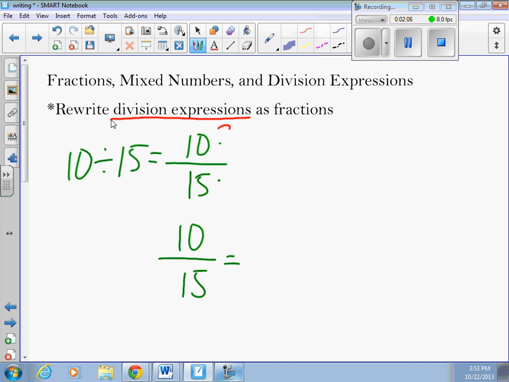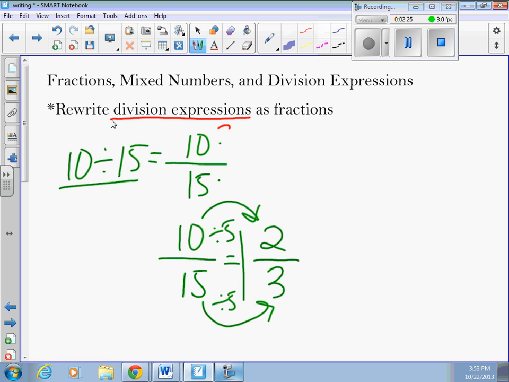So I know 5 is a factor of 10 and 5 is also a factor of 15. So I'm going to divide by 5, the numerator and the denominator. 10 divided by 5 is 2. 15 divided by 5 is 3. So this division expression in simplest form is 2/3. Let's try another.